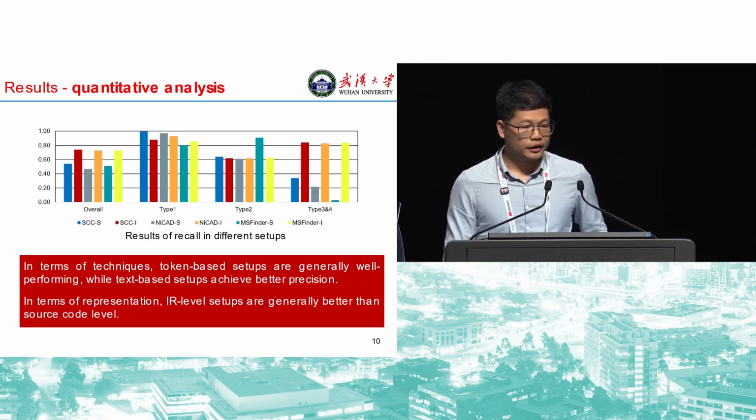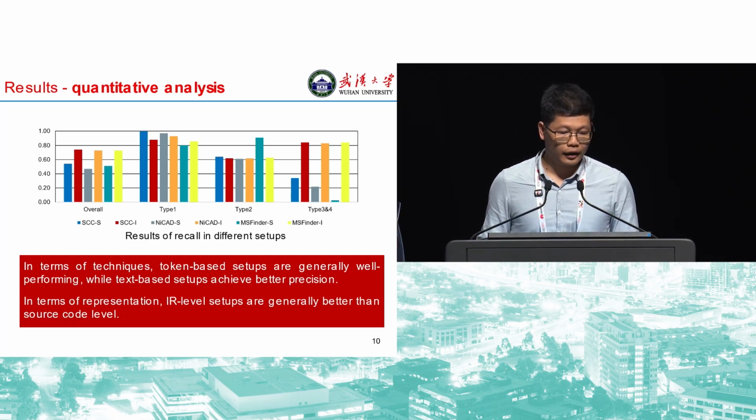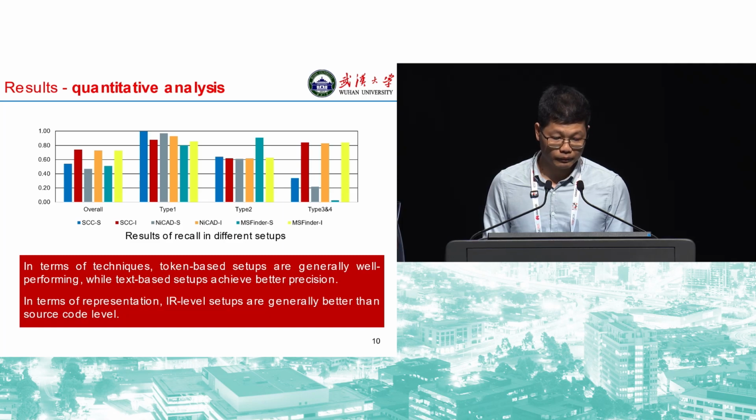So first, let me present the results of the quantitative analysis. We found that the 3 tools can achieve high precision, but for recall, they have a large difference. In terms of the techniques, token-based techniques, which in our experiment means SourcererCC, are generally well-performing, while text-based setups achieve better precision. And in terms of representation, IR level setups are generally better than the source code level.